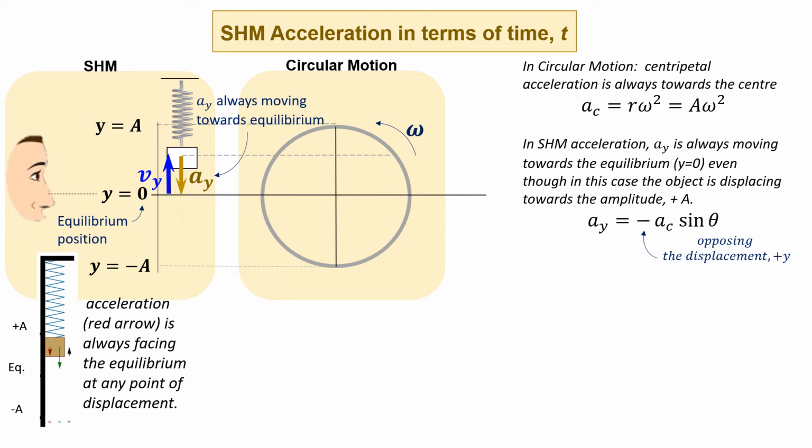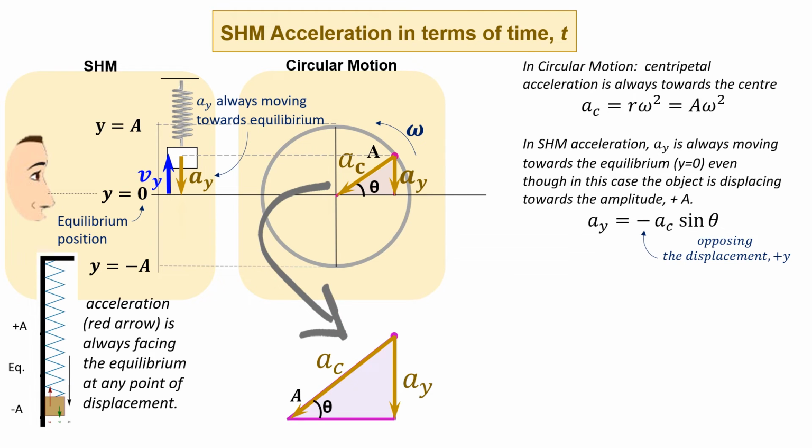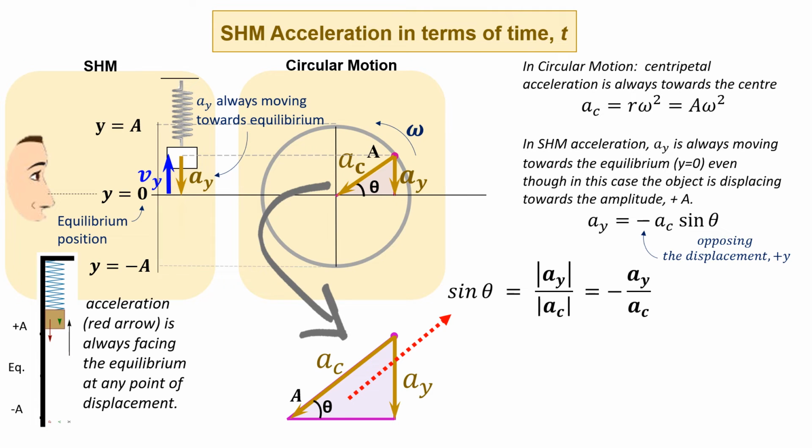Bagaimanapun bila kita compare dengan circular motion kita ada AC, iaitu acceleration due to the center. Begini keadaan dia. So bagaimana hubungan di antara AC, AY dan theta? Kita tengok triangle ini dan kita cuba cari dalam bentuk sin. So kita akan dapati sin theta is equal to minus AY over AC.